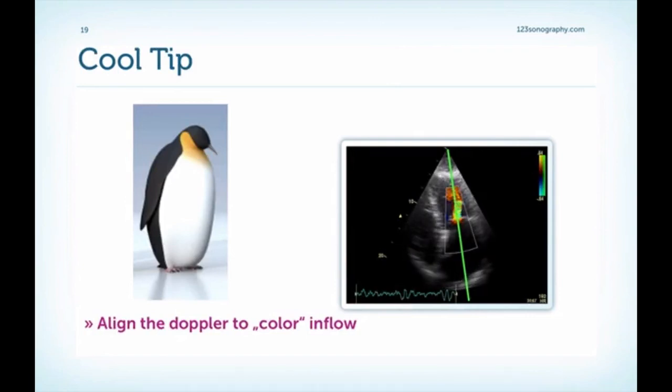Practically, how do we obtain such a signal? Well, we use a 4-chamber view, and we use continuous wave Doppler because we're expecting higher velocities, and we try to align the continuous wave Doppler in such a way that we are parallel to the inflow. A tip, use the color Doppler as guidance. Thereby you can see exactly in which direction the jet really goes.